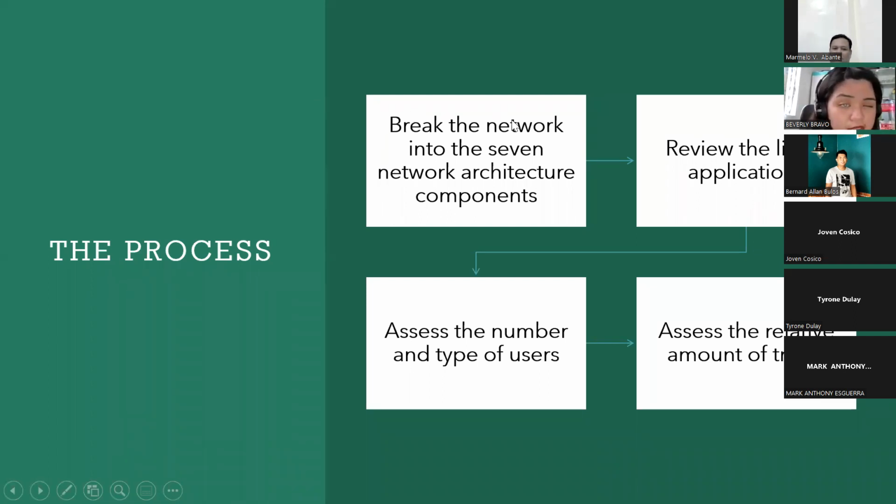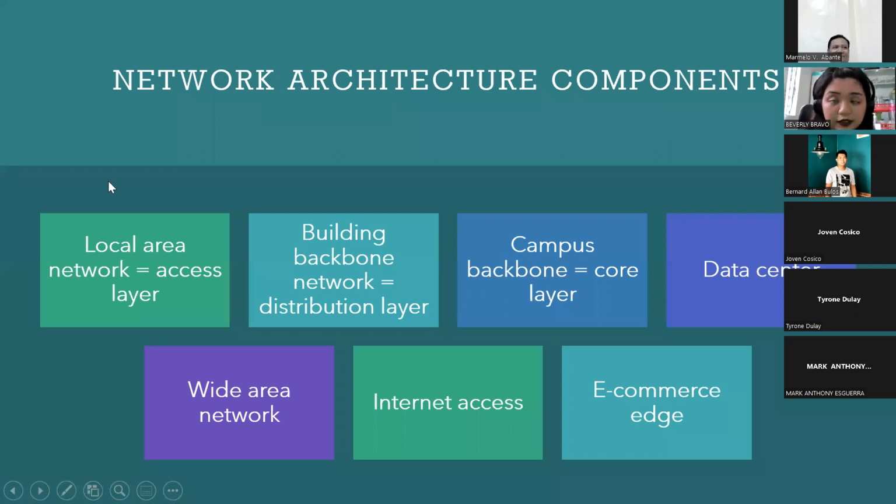First off is to break the network into the 7 network architecture components. So we already discussed that before. Next is to review the list of applications. Next is to assess the number and types of users. And last is to assess the relative amount of traffic. So let's discuss each of that.